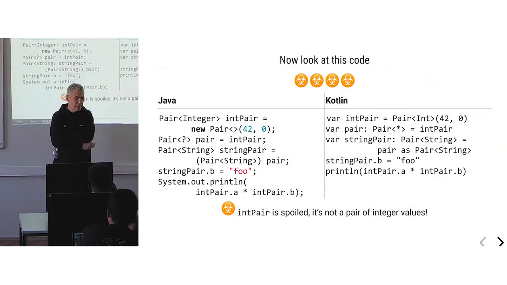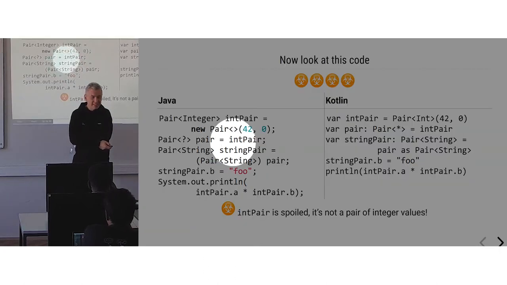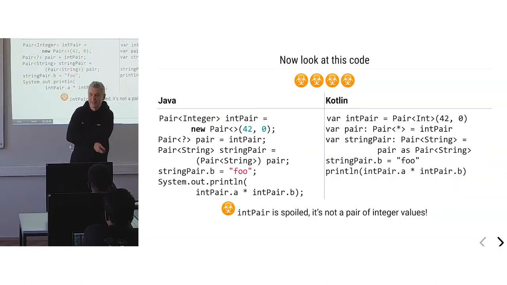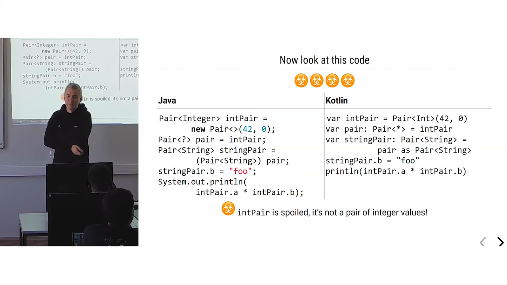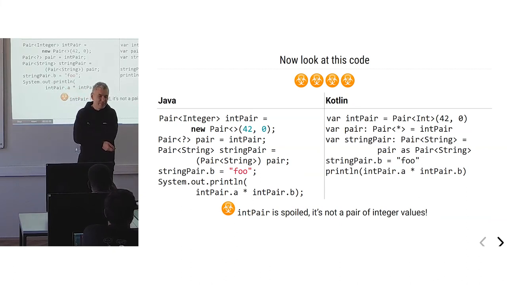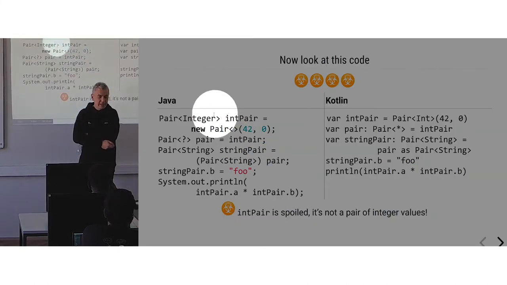So when did it happen exactly? In three simple steps. Now I'm going to teach you some black magic, how to make a mixed creature. We created a pair of integers here. So now it's 42 and 0.